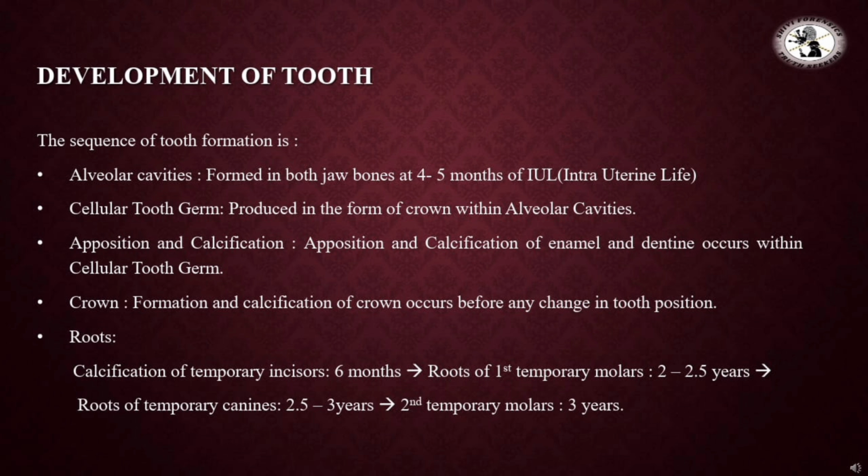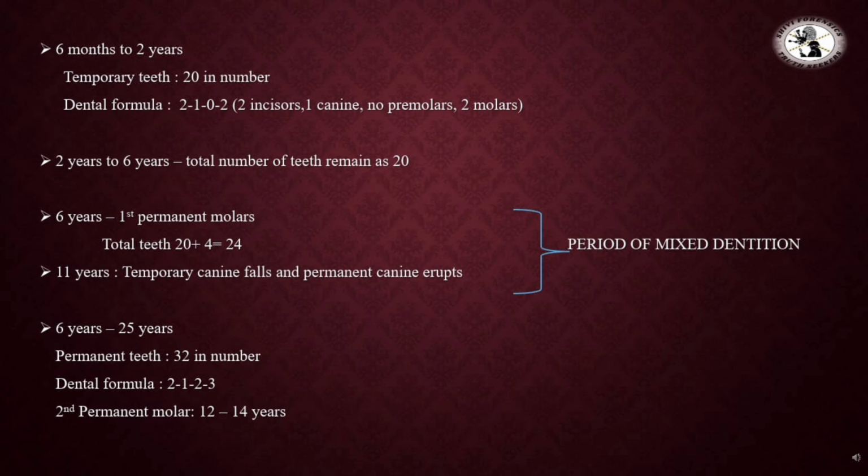That is, calcification of temporary incisors occurs at the age of 6 months, followed by formation of root of first temporary molars at 2 to 2.5 years. Then the formation of root of temporary canines at 2.5 to 3 years, and then the secondary temporary molars at 3 years.